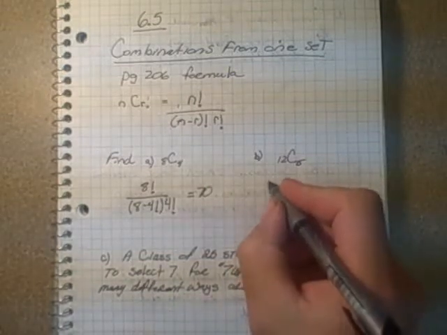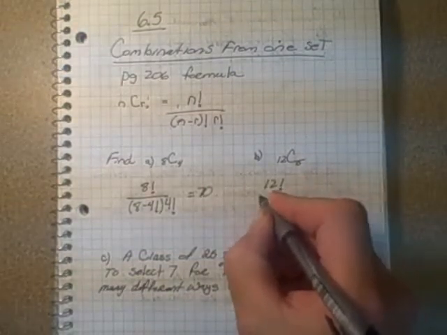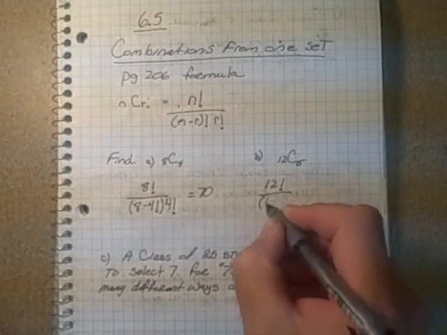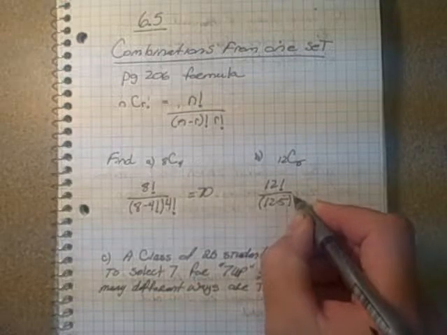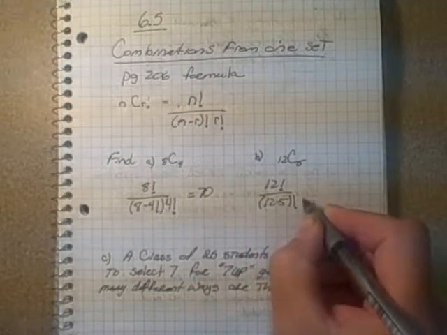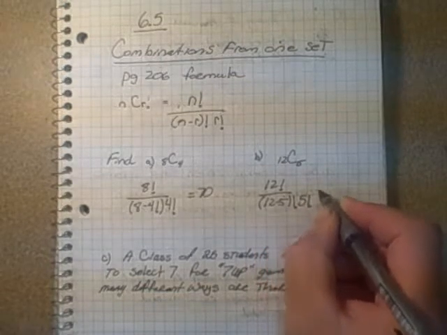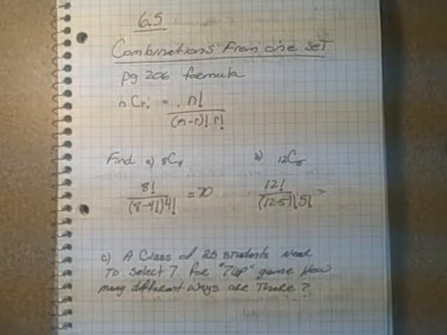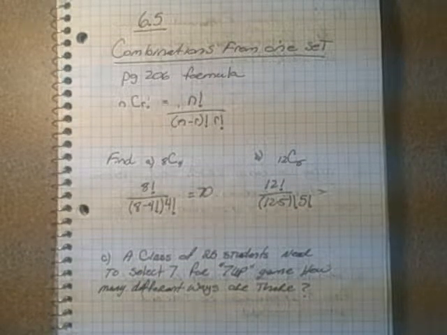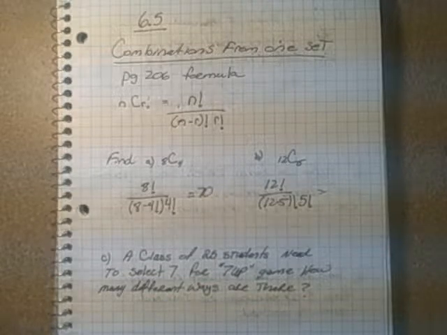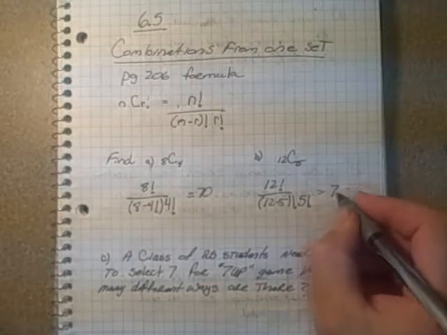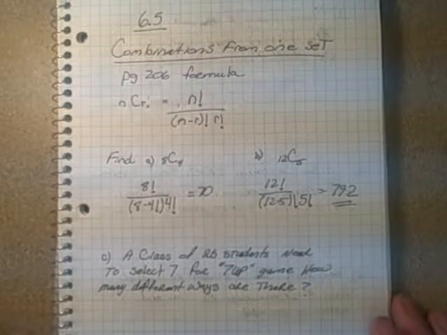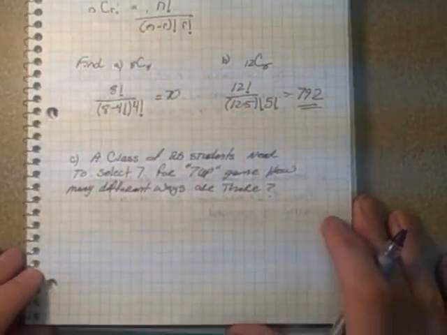For this one, it'd be 12 over 12 minus 5 over 5 factorial. So if you work that one out, 12C5, you get 792. You can do it in any of those ways. So let's look at some actual worded problems of this.